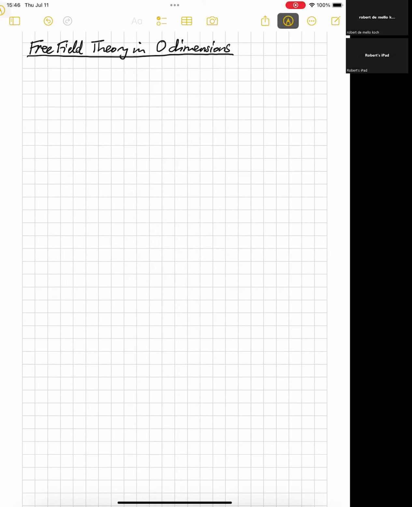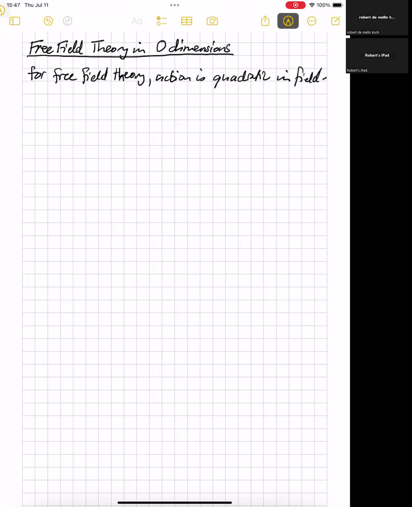Okay, so what do we want for free field theory? This is my claim. For free field theory, the action is quadratic in the field. So why do I say this?